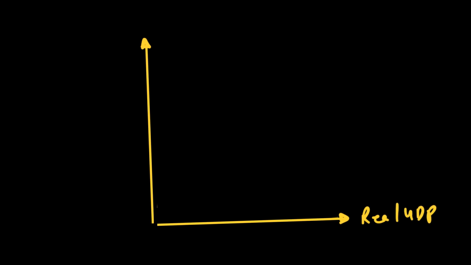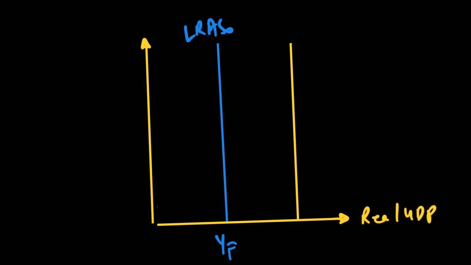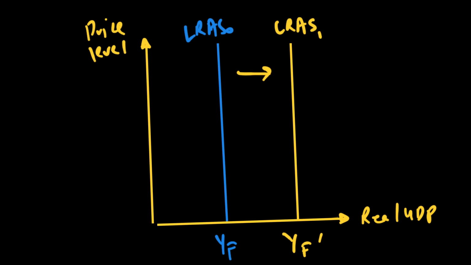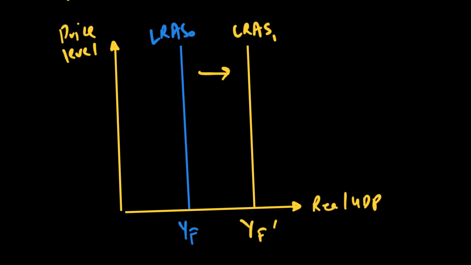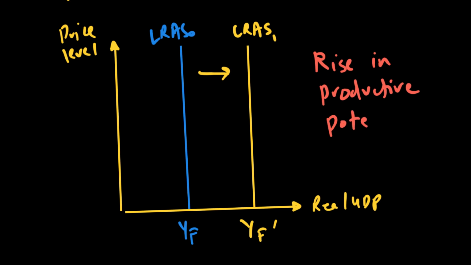So if this is my LRAS before, let's call it YF. This is my LRAS naught. We will have a new LRAS1, something like this. So YF goes to YF dash. So this shows us a rise in productive potential because of improvement in the quality and quantity of factors of production.